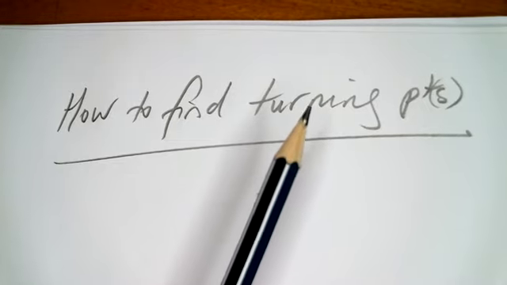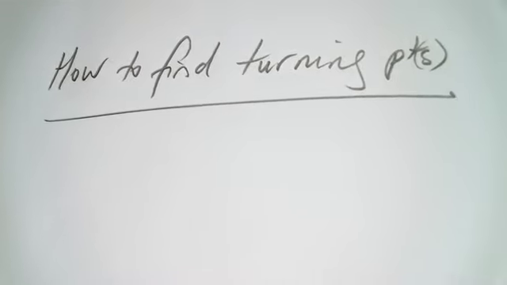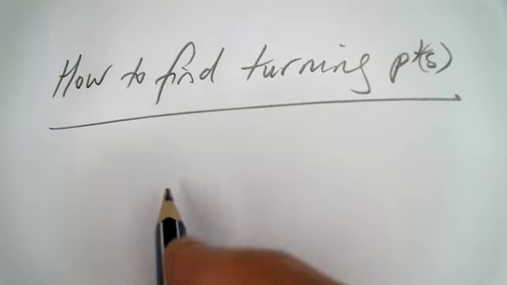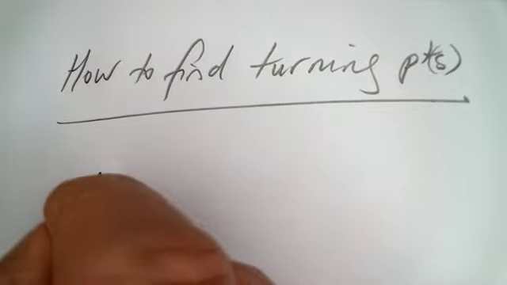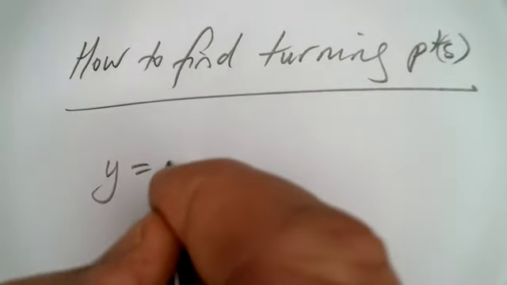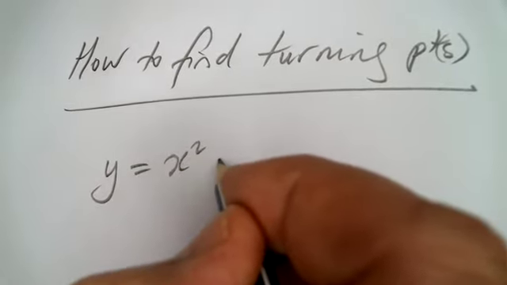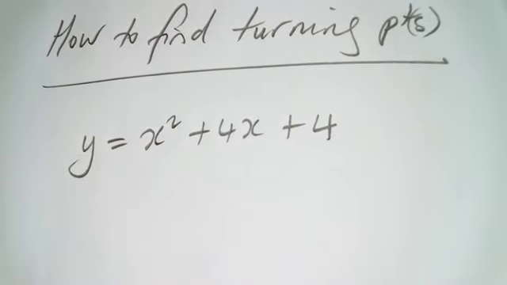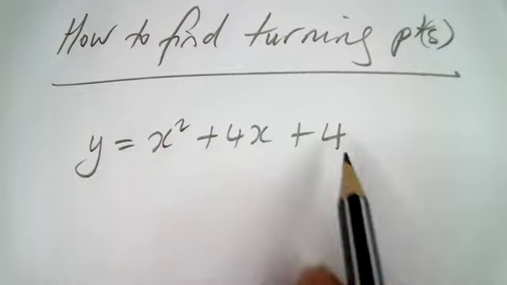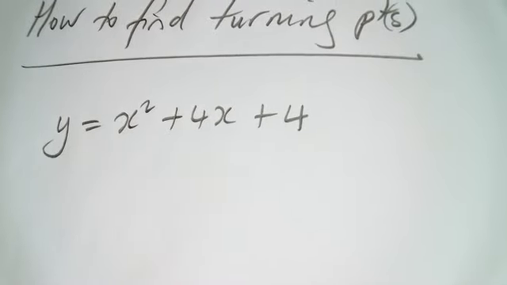So let's have a look at a parabola, and let's just make something up. Something nice and simple: y is equal to x squared plus 4x plus 4. First of all, I'm going to draw this. There are lots of ways of finding the turning point, and I'm going to use algebra to find it first of all. So I'm going to draw this thing up first.